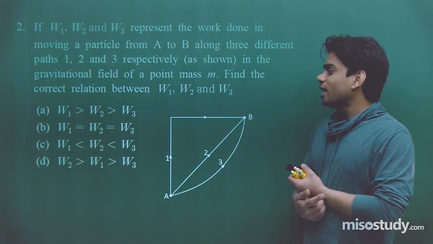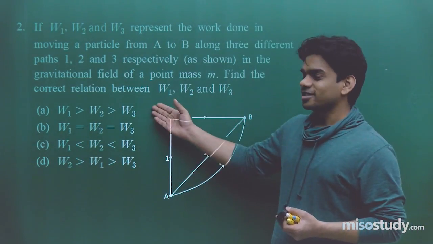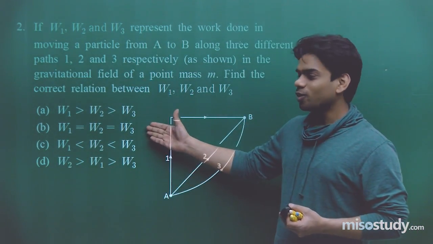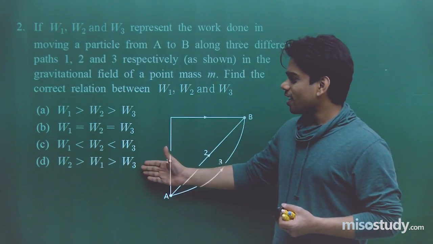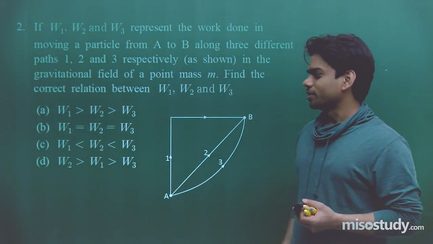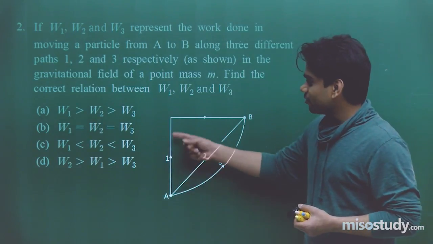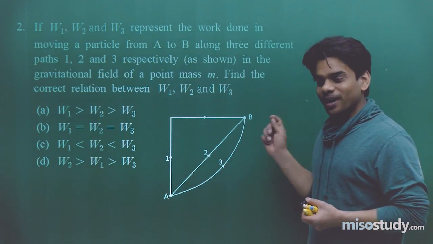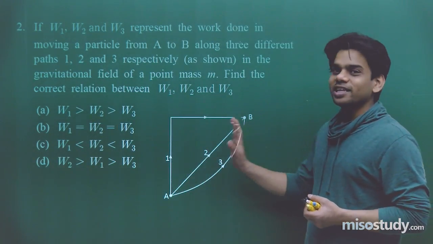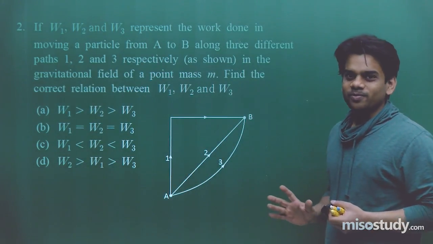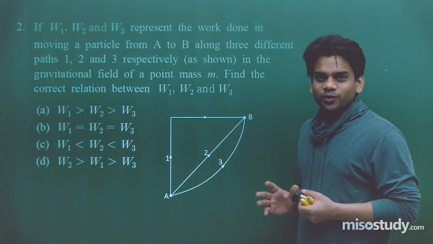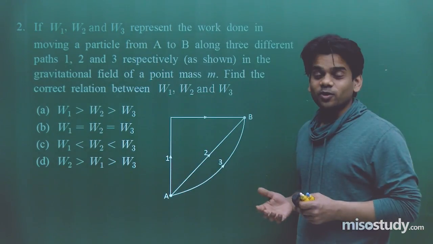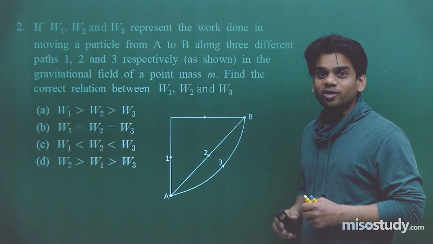So see here, we have to find out how they are related, whether this relation holds, or they all are equal, or this relation holds, or W2 is greater than W1 is greater than W3. 3 different paths, and the particle is let to move in the gravitational field of a point mass small m. Now gravitational field is a conservative field. In a conservative field, we know that work done is independent of the path adopted.